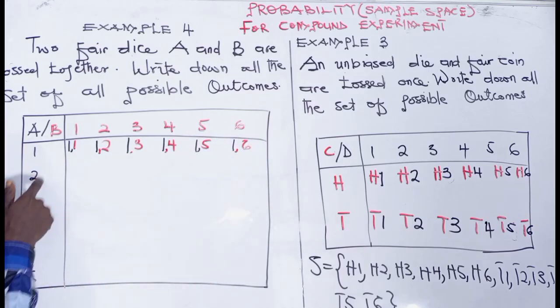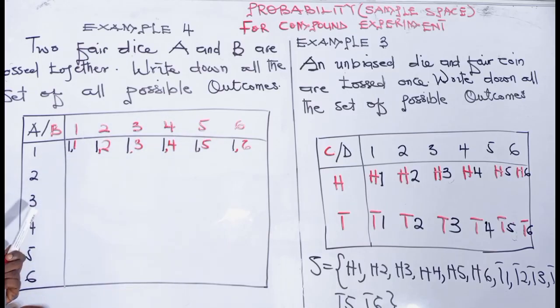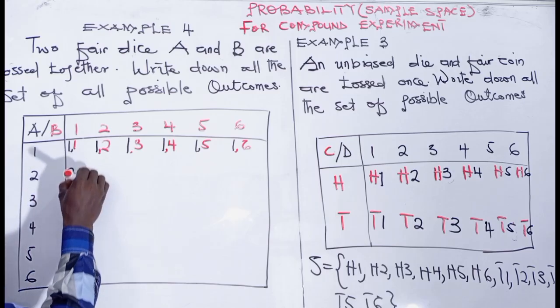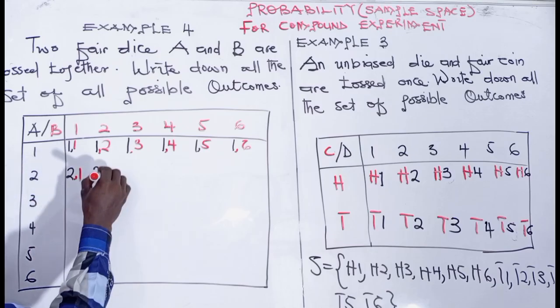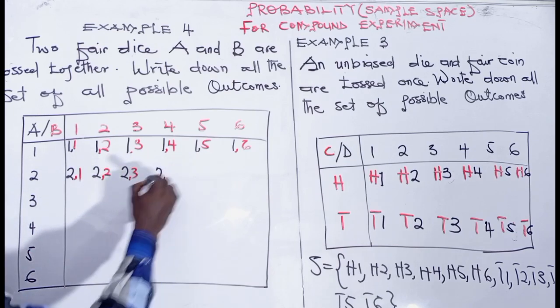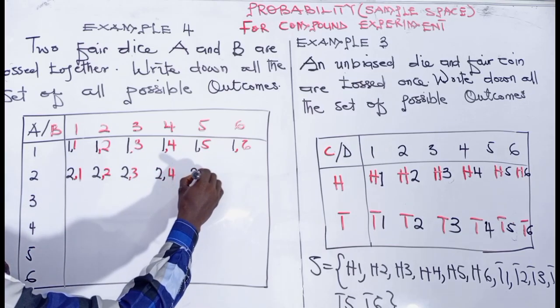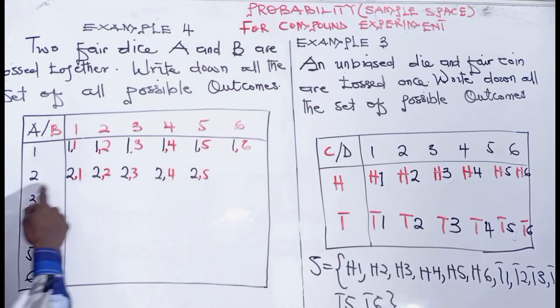Then move on to the 2. 2, 1, 2, 2, 2, 3, 2, 4, 2, 5, 2, 6, in that order.